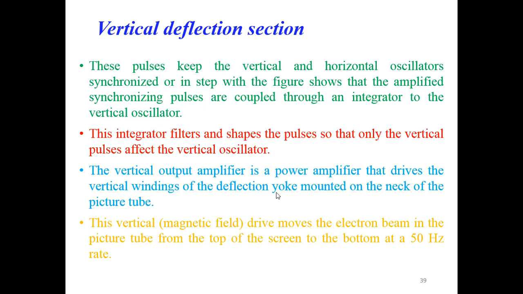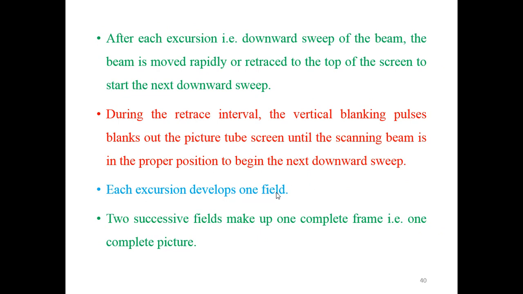The vertical output amplifier is a power amplifier which drives the vertical windings of the deflection yoke mounted in the neck of the picture tube. These vertical drives move the electron beam in the picture tube from the top of the screen to the bottom of the screen at a 50 Hz rate. After each sweep, the beam is moved rapidly, or retraced, to the top of the screen to start the next downward sweep.